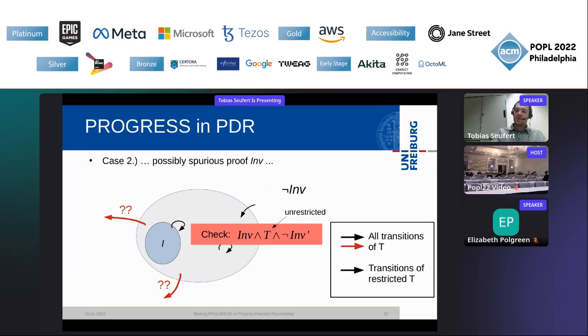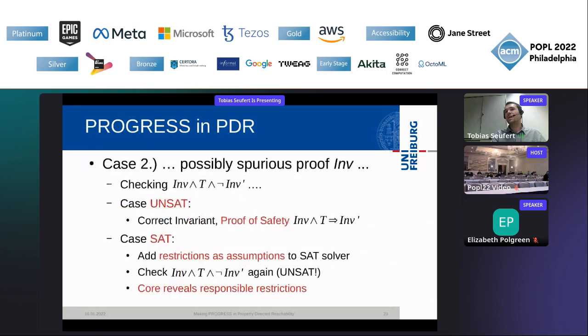So if we ask the SAT solver whether this is satisfiable or unsatisfiable, then we have, of course, two cases. The first one would be that it's unsatisfiable, and then we are happy, of course, because we have proven that this is also a proof of safety under the original transition system. And there's also the other case that this is satisfiable, which means that we found a spurious proof here. And now we would like to proceed.